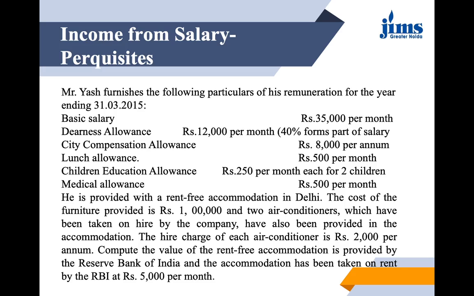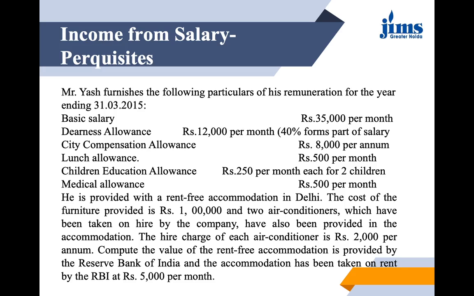Let us have a look at the question. Mr. Yash furnishes the following particulars of his remuneration for the year ending 31st of March 2015. His basic salary is rupees 35,000 per month. Dearness allowance is rupees 12,000 per month, of which 40% forms part of salary. Then city compensation allowance is rupees 8,000 per month. Lunch allowance is rupees 500 per month. Children education allowance is also given, that is rupees 250 per month, each for two children. Medical allowance rupees 500 per month.